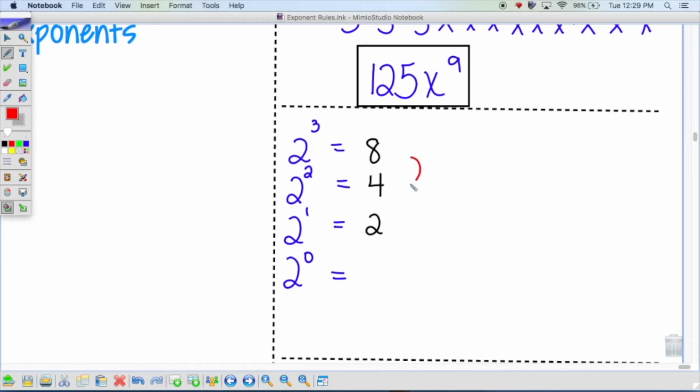So what's happening each time I reduce the exponent by 1? This is dividing by 2. This is dividing by 2. So if I keep going, what am I going to keep doing? Dividing by 2. And so that must mean that 2 to the 0 power is 1.